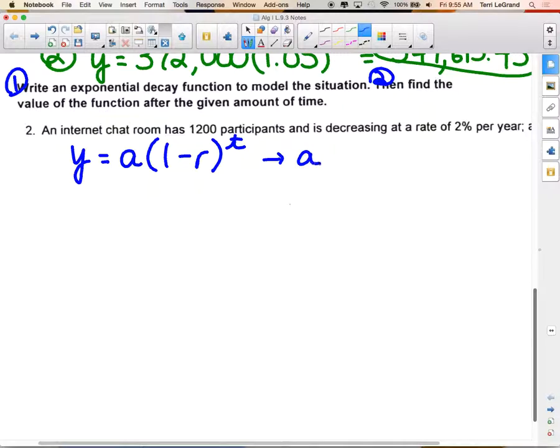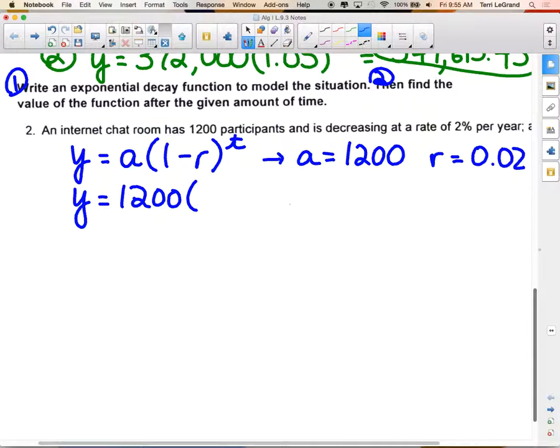And our a value is what? 1,200. And our r value is 0.02. Okay? So we're writing our model right now. Y stays y, a gets replaced with its value, the r gets replaced with its value, the t stays t. Now we take 2 cents away from $1, what do we get? It's like $1 take away 2 cents, how much is that? 98. 98 cents, right? Okay.